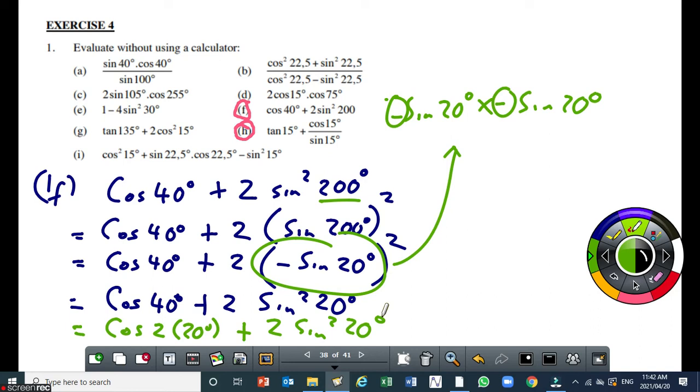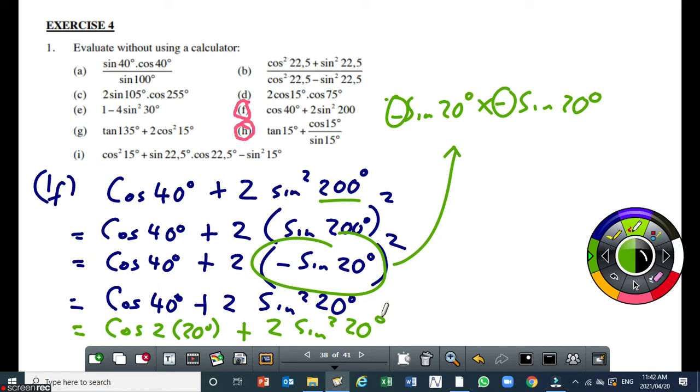I can keep this cos 40 as it is, okay? Or I can also convert it to a double angle, that is 2 times 20 degrees, right? I can eliminate the sine squared. If I want, I can also eliminate the cos 40 degrees. So there's more than one way of doing the question.